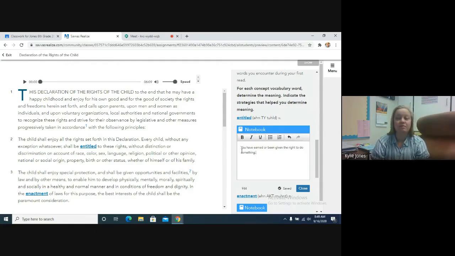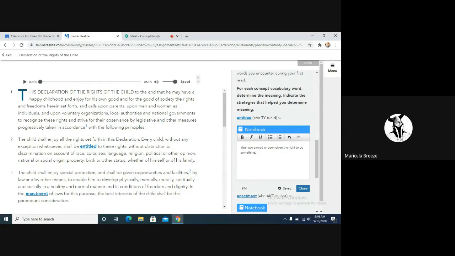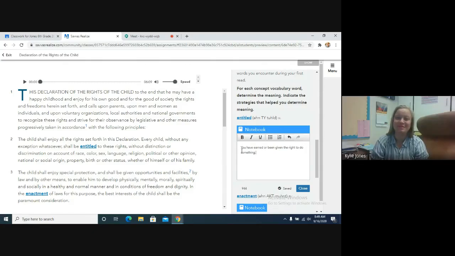Now that we're talking about rights, I can't think of anything off the top of my head. You have the right to... We have the right to remain silent. That's true. If you get arrested, you have the right to remain silent. So you are entitled to remain silent. Like you are allowed to remain silent. It's part of your rights.